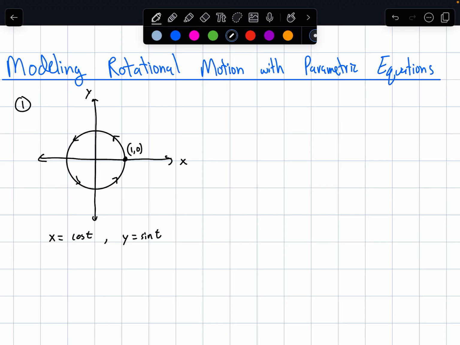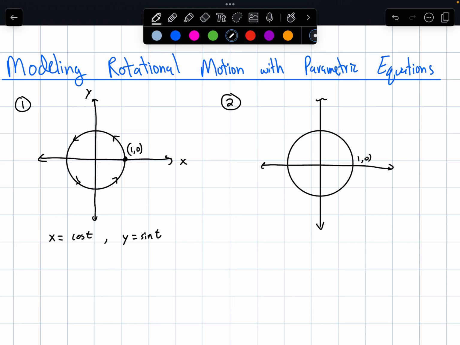What if we want to go around that unit circle, but say we want to do it backwards? Let's look at case number 2. So we have our y-axis, we have an x-axis, and let's say we want to go around the unit circle again, but this time, let's say we want to go clockwise. So how can I change the direction of a parametric? The simplest way is simply to change the parameter to be the negative version of itself. So I could take x equals cosine of negative t, and y equals sine of negative t.